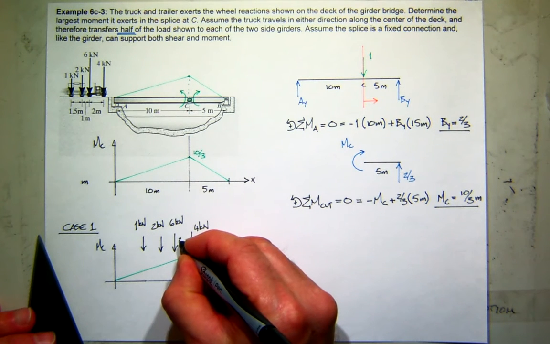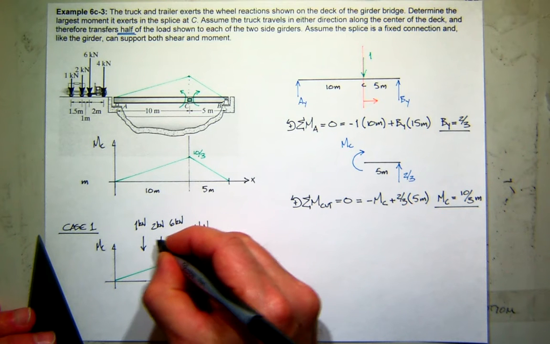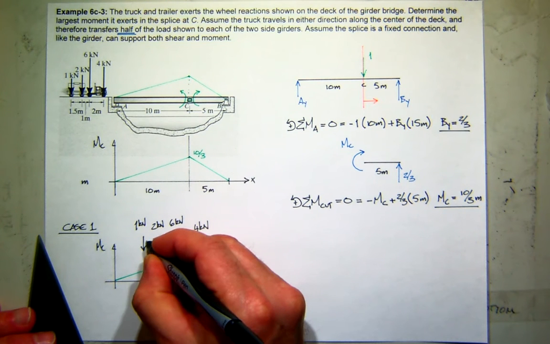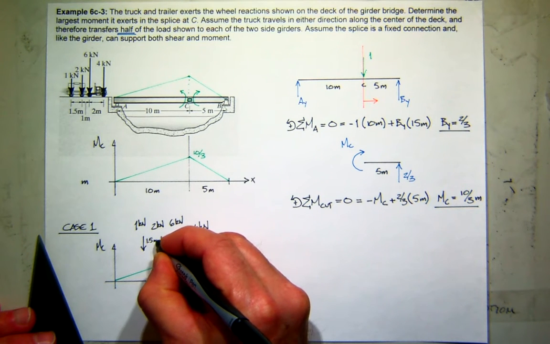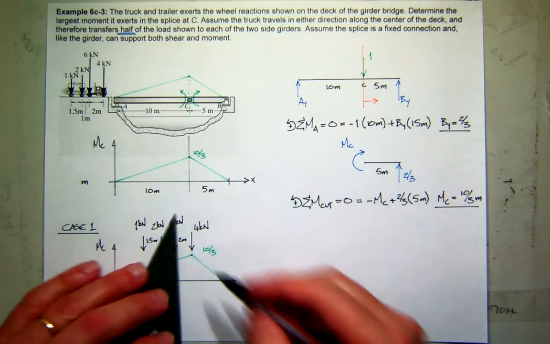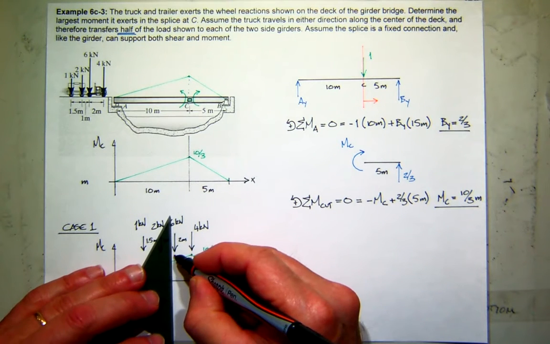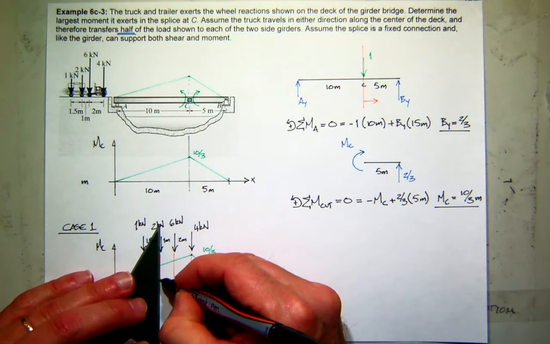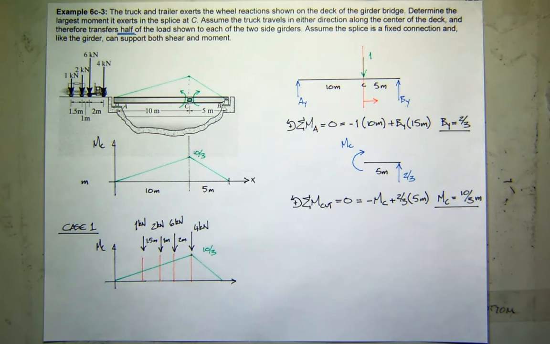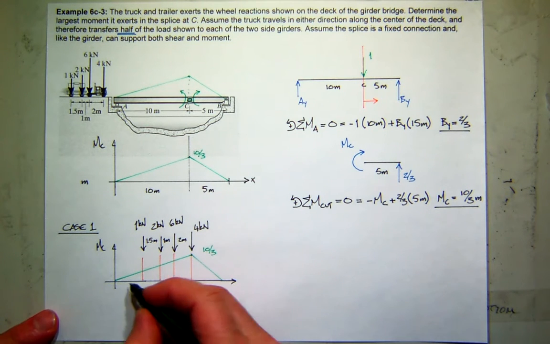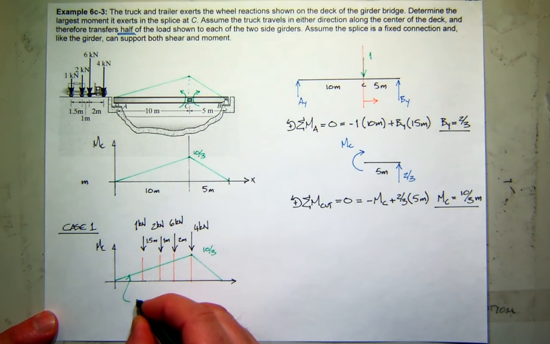So this is 2 meters, 1 meter, 1.5 meters. So what I've got to do is I've got to find all these values on my influence line that correspond to those positions. So before we get started, what's the slope of the line?